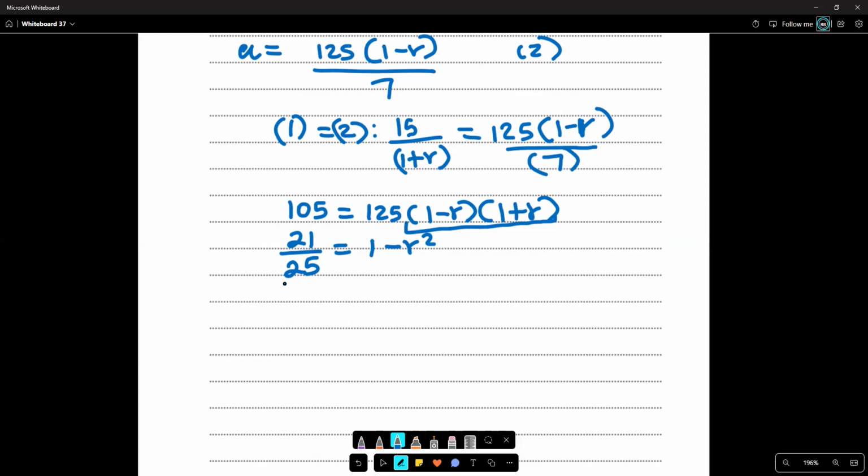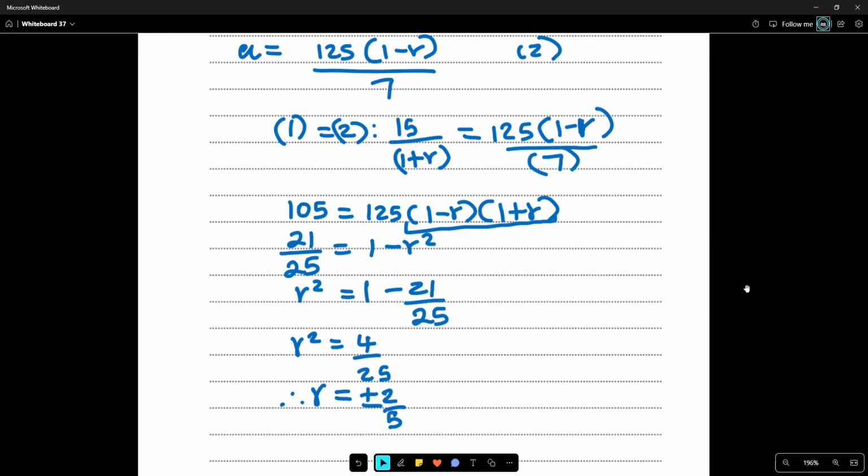Now, guys, I'm going to swap them around. The negative R squared, I'm going to bring to this side, so I have negative R squared. This one, I'm going to take to that side, which is 1 minus 21 over 25. So R squared is equal to 4 over 25. And then, therefore, if we square root both sides, we're going to have plus minus 2 over 5.